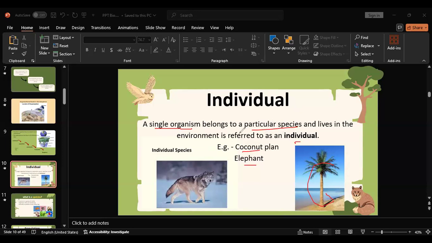I hope you have understood. Again, I am telling you that an individual means a single organism belonging to a particular species and living in the environment. That is referred to as an individual. For an example, you may give any kind of single organism.